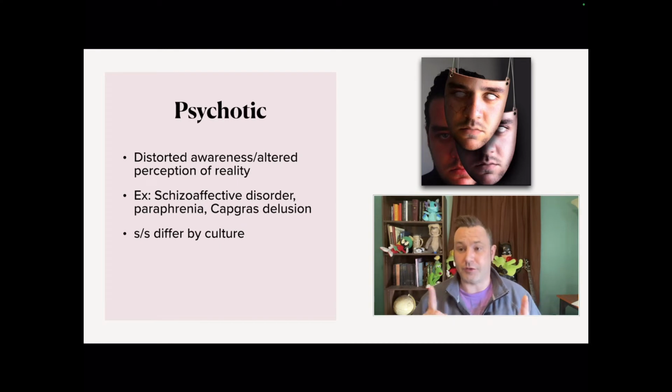Okay, now remember psychosis from the previous one. So we have the psychotic branch. This is a distorted awareness or altered perception of reality. Examples of this are schizoaffective disorder, which most people call schizophrenia, paraphrenia, which is a paranoid disorder, or Capgras delusion, which sounds like it's just a delightful disorder in which the patient believes that a loved one is not the same person. They've been replaced by a doppelganger and their actual loved one's missing somewhere.